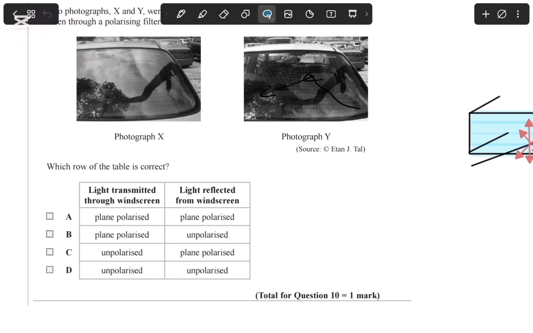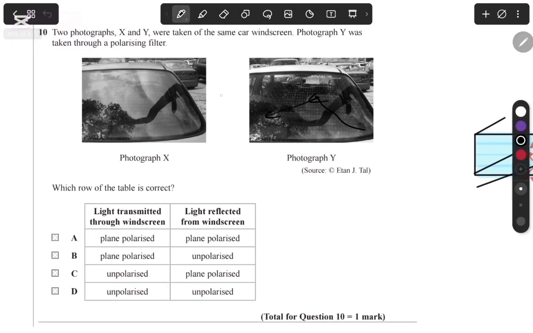So what light are we talking about specifically? We're talking about the sunlight. So the sun rays are going to hit, and that light, some of it will be transmitted through and some of it will be reflected. So some of it's going to pass straight through and some of it is going to reflect towards us, and we're going to see through the photograph.